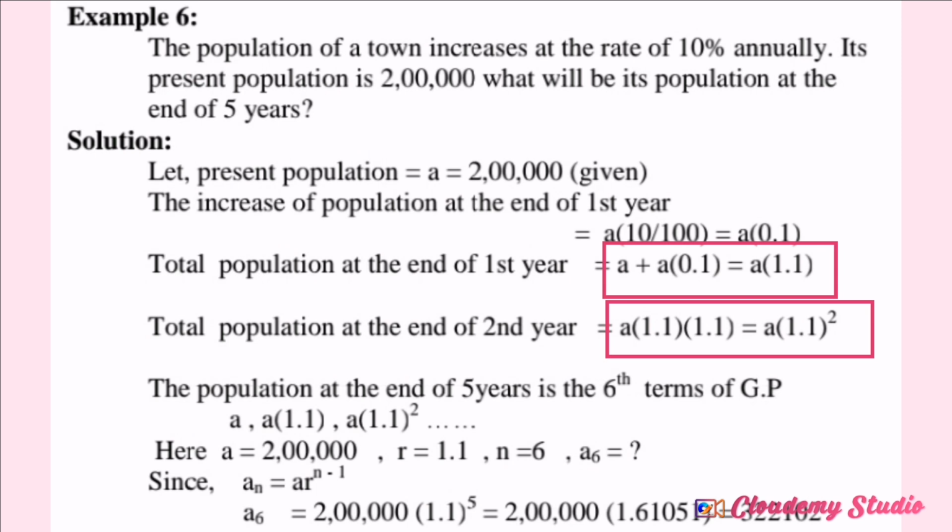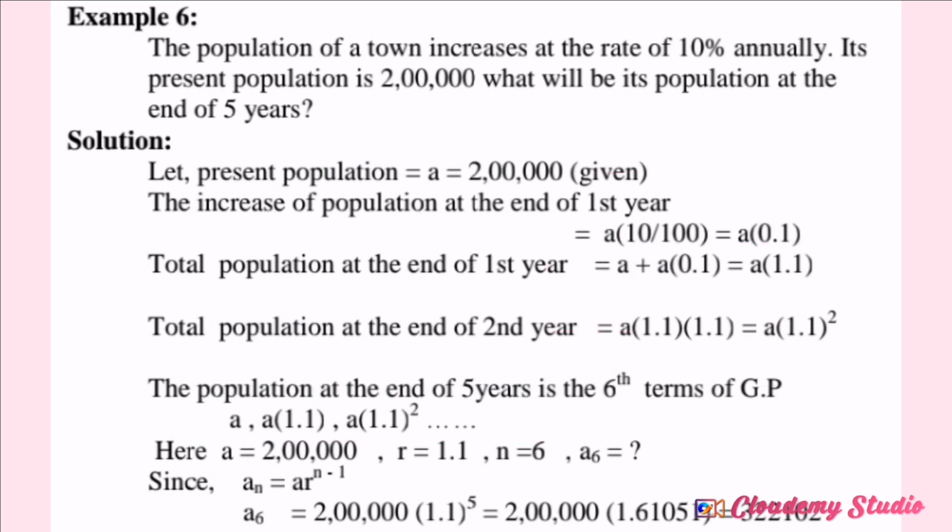The population at the end of the fifth year is the sixth term of the geometric progression. So the first term is A, the second term is A into 1.1, the third term is A into 1.1 whole square. So here the value of A is 2 lakh, the value of r is 1.1 and n is equal to 6. So by putting the values, we get the required sixth term.